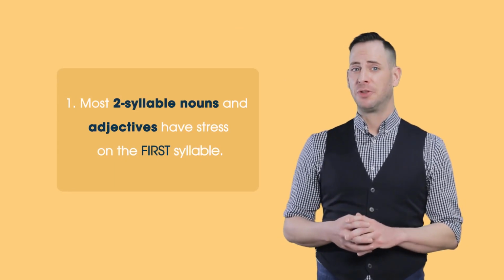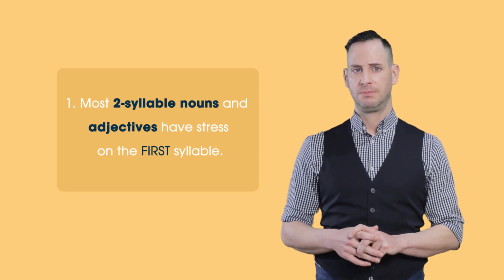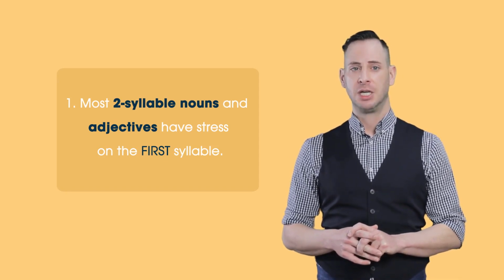To use this rule, you only need to identify and remember to which part of speech a word belongs. Simply put, you need to recognize whether they are nouns, adjectives, verbs, or prepositions. All right, here are the details. Most two-syllable nouns and adjectives have stress on the first syllable. Here are some examples. Please listen closely. I'll say each of them twice and slowly.